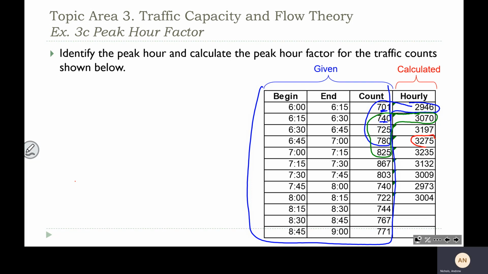Yeah, so the highest value is the 3275, so that would make this our peak hour. So it would run from 6:45 to 7:45. Then calculating the peak hour factor for that period, we've got V over 4 times V15. So what's V going to be equal to? What's our total hourly volume during the peak hour?